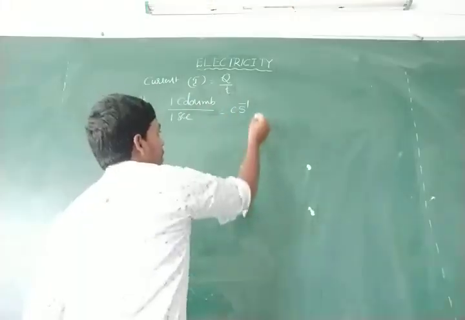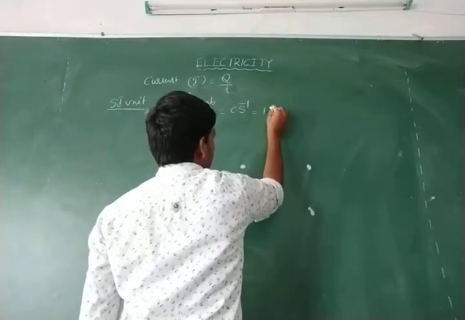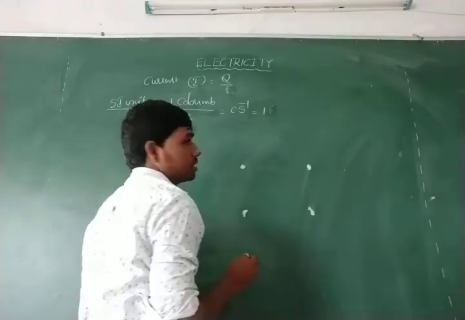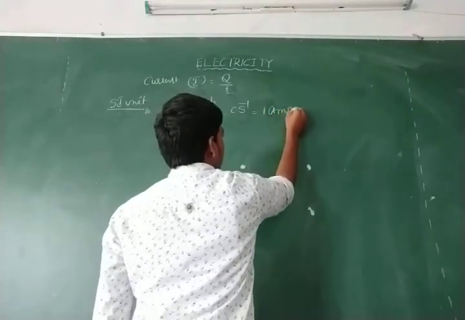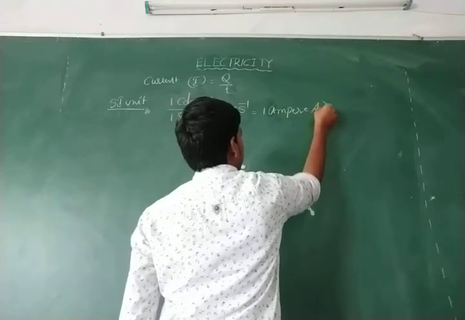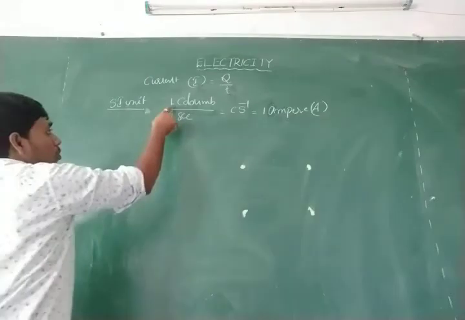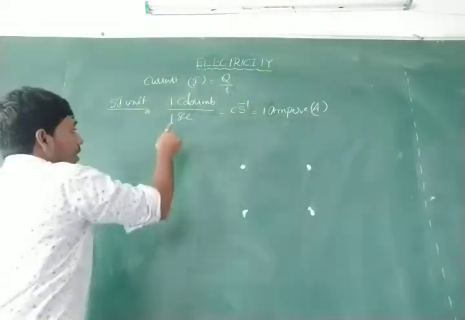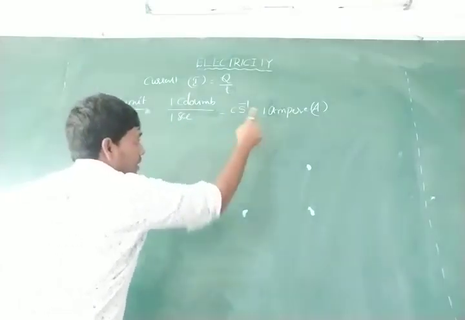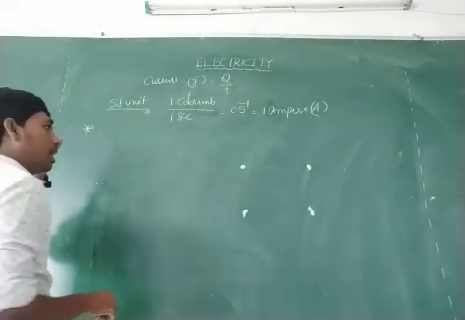It is defined as ampere. While writing the complete name, as it is a scientist's name, we write it with a small letter: ampere. The symbol is capital A. How to define it? 1 coulomb of charge crossing the cross section area in 1 second is called 1 ampere.